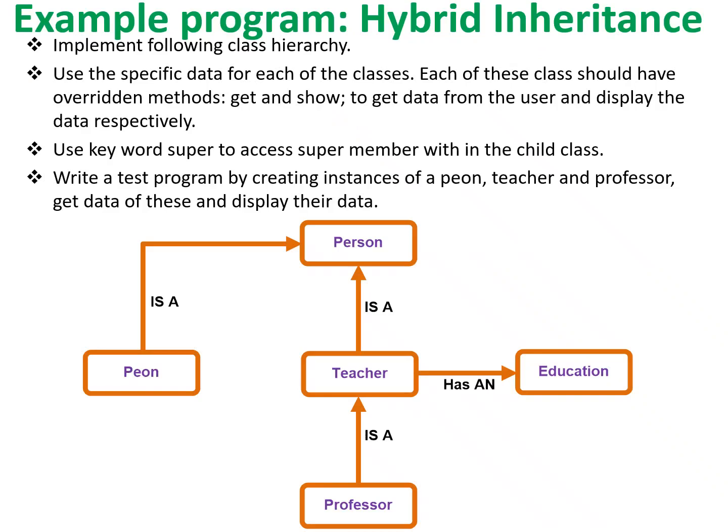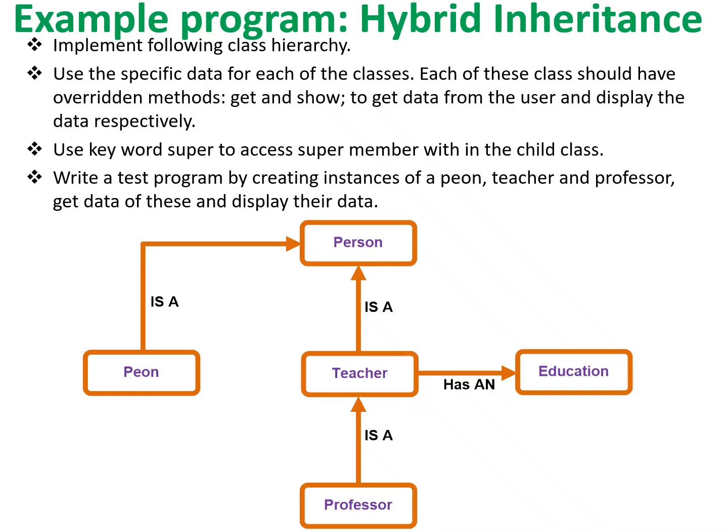Example program for hybrid inheritance. Implement the following class hierarchy. Use specific data for each of the classes. Each of those classes should have overridden methods, get and show, to get the data from the user and display the data respectively. Use the keyword super to access the super members within the child class. Write a test program to create instances of teacher and professor, get their data, and display their data.